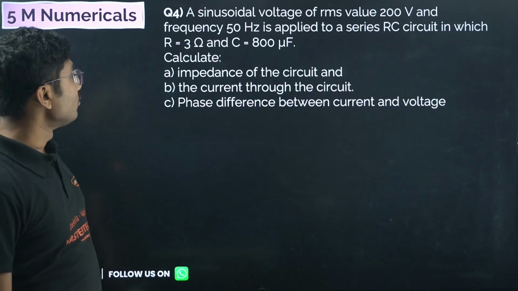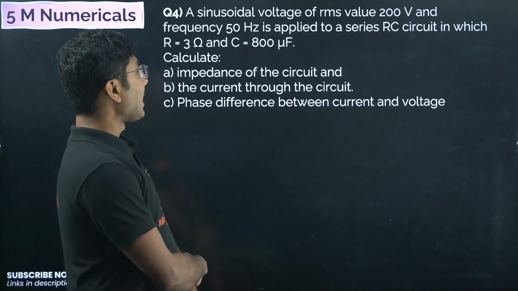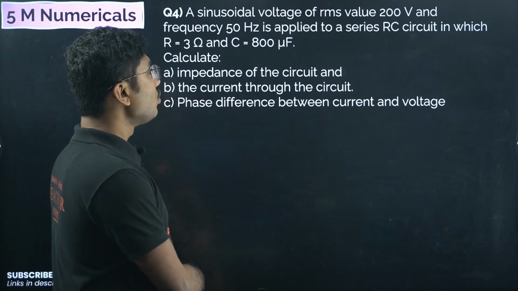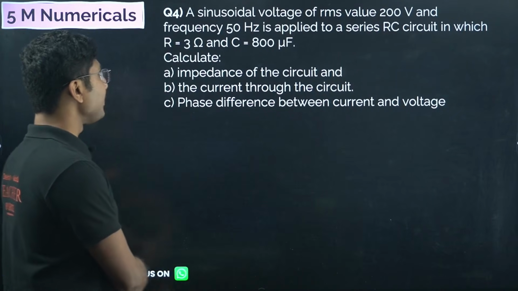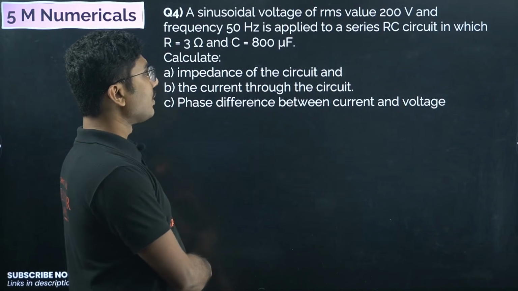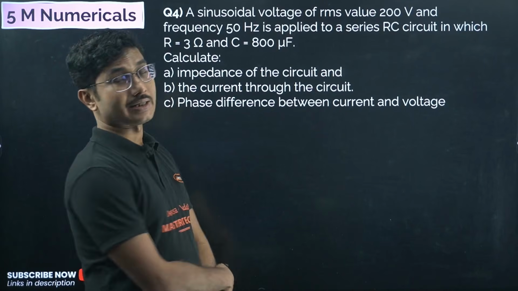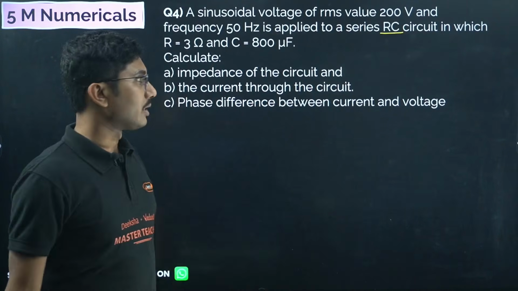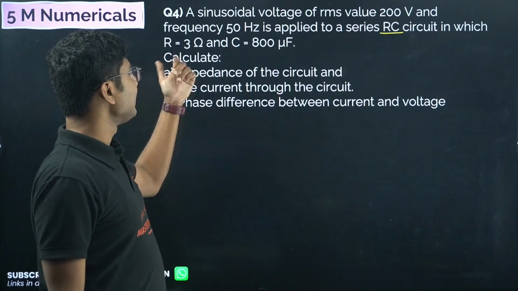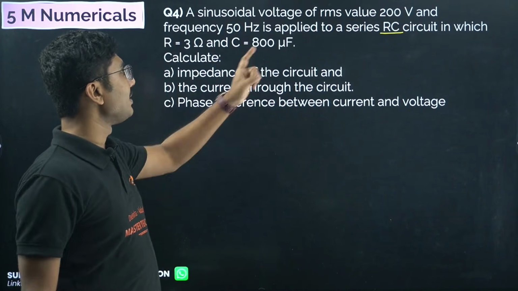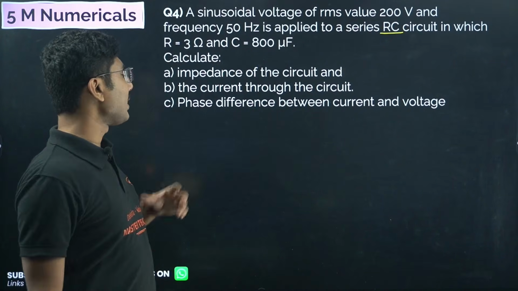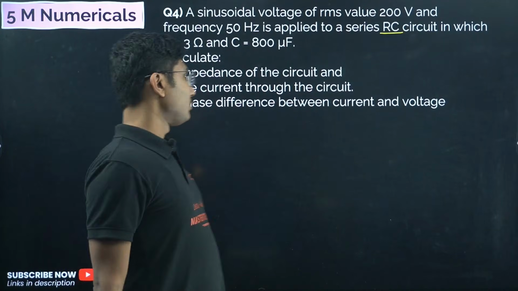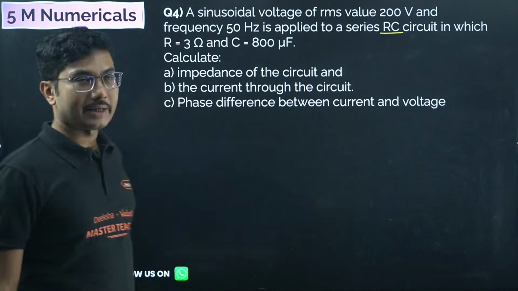Right, now let's move on to the next question. A sinusoidal voltage of RMS value 200 volt and frequency 50 Hz is applied to a series RC circuit. So here we have only resistance and capacitance, no inductor, in which R is given by 3 ohm and C is given by 800 microfarad. Find the impedance of the circuit and current through the circuit. Also the phase difference between the current and the voltage.